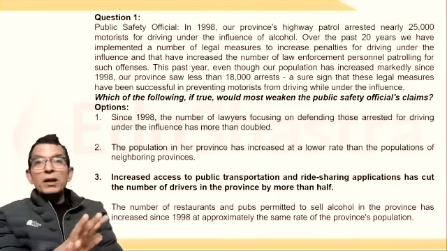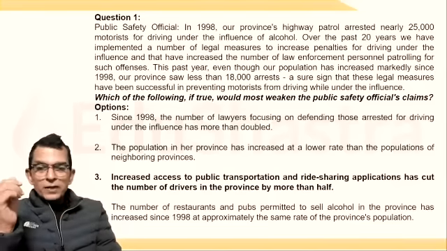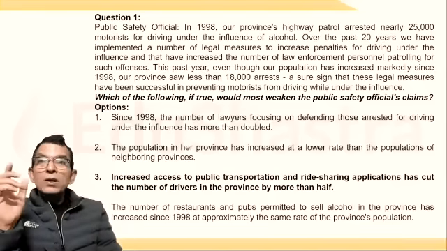So people are drinking more. Can very easily be the inference. People are drinking more. So if people are drinking more and they are driving their cars, then there must be more drunken driving. So the police must be effective. That's why the rate is coming down. Okay. Now the second one, the population in the province has increased at a lower rate than the populations of neighboring provinces, but still drunken driving must be more and the police must be effective.